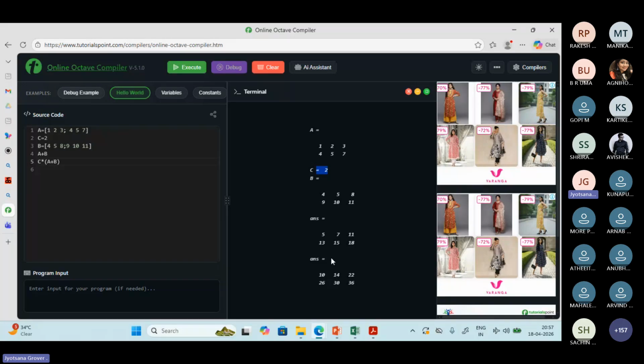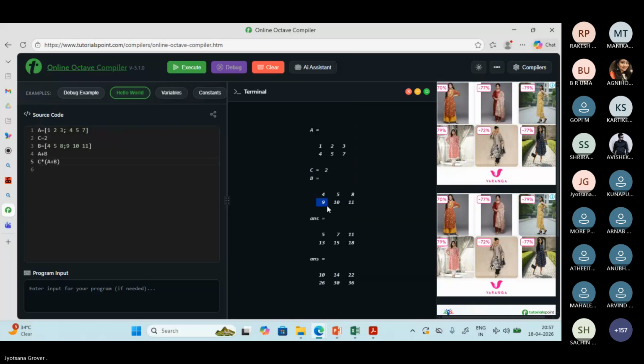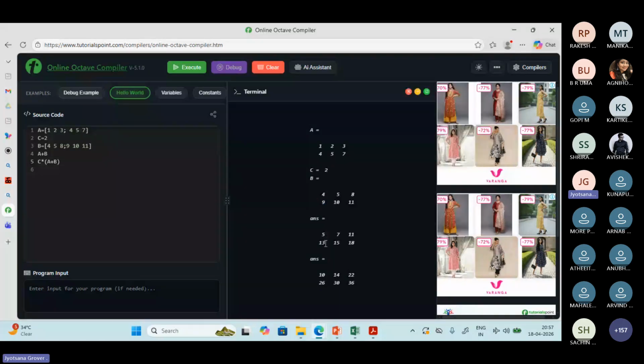C is 2. So 2 into 5 is 10. 2 into 7 is 14. 2 into 11 is 22. Then 2 into 9 is 18. Oh, sorry, 2 into 13 is this. This is A plus B. So you have got C into A plus B is this. So 2 into 15 is 30. 2 into 18 is 36.